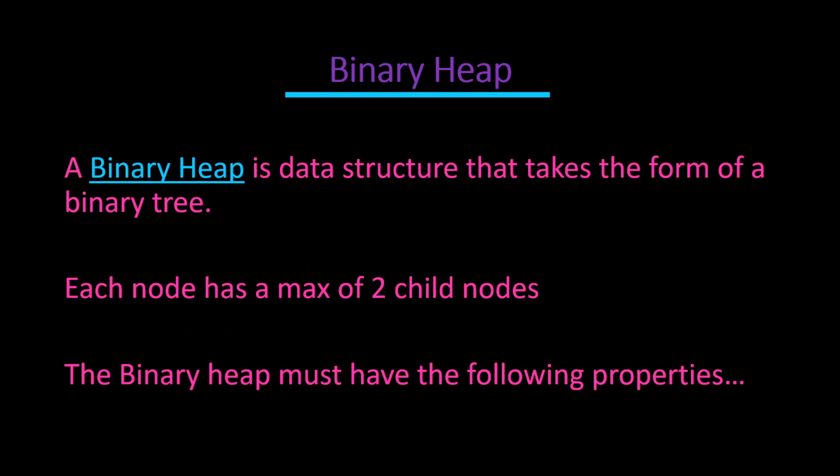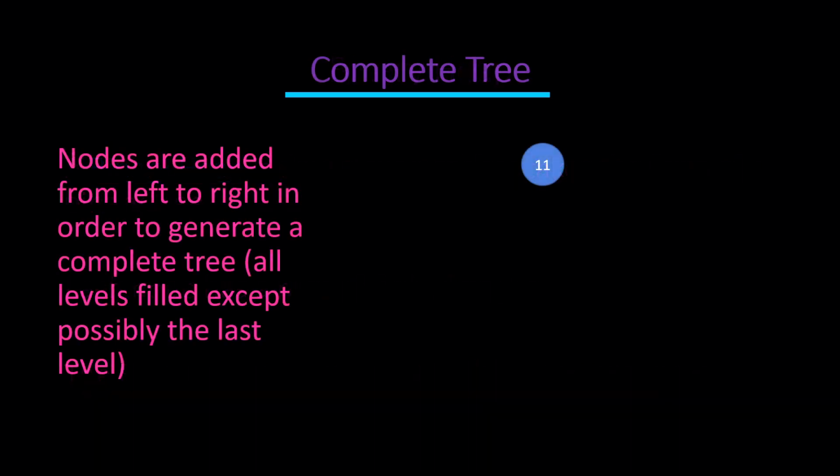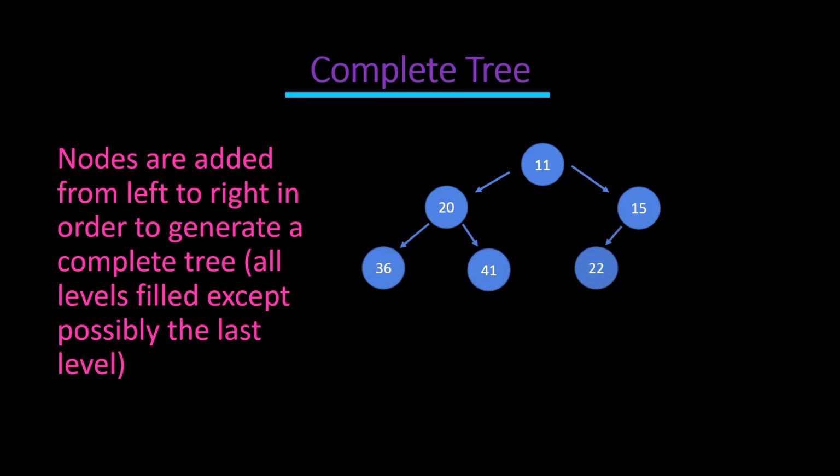A binary heap is a data structure that takes the form of a binary tree, and we've covered the concept of a tree data structure in our earlier video when discussing tries. Similar to other tree structures, each node has a maximum of 2 child nodes, but in addition, a binary heap must have a couple other properties. It must follow the properties of a complete tree, meaning that nodes are added from top to bottom and left to right in order to generate a complete tree. This means that starting with the top, all levels are filled except possibly the last level.